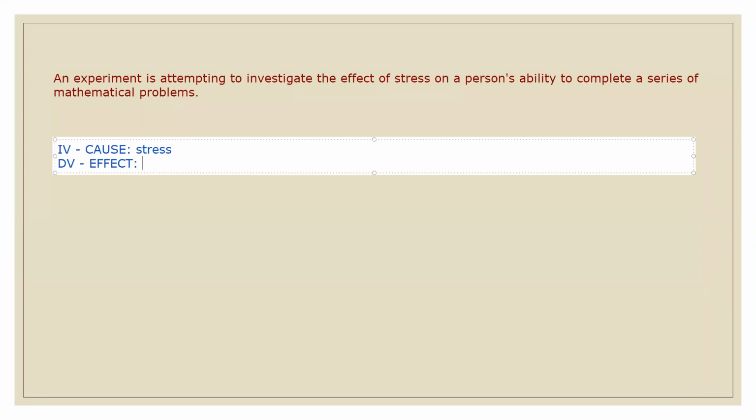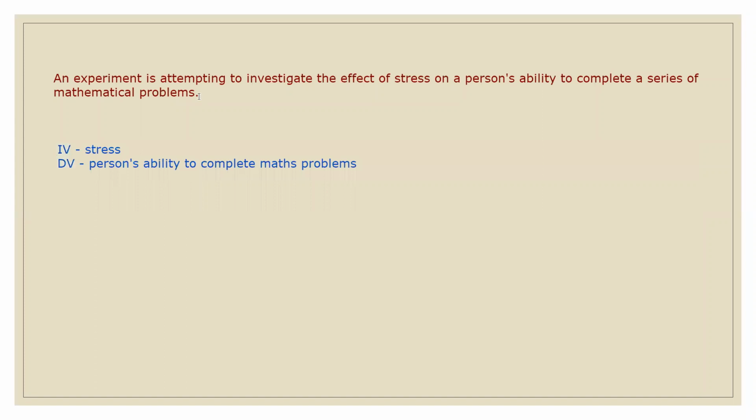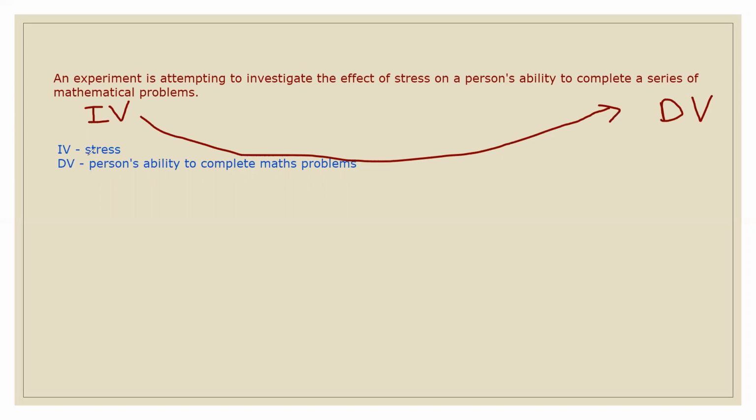And the DV is the particular behavior or the skill that we're measuring for change. In this case, it's a person's ability to complete the maths problems. Okay, so this is the IV and this is the DV. I'll just get rid of these words so it's a bit clearer. So if we do our little arrow thing and have a look at that now, we'll go IV and DV. In a perfect world where all experiments go according to plan and there are no unwanted variables, essentially our IV of stress should be causing a change in the person's ability to solve the maths problems.